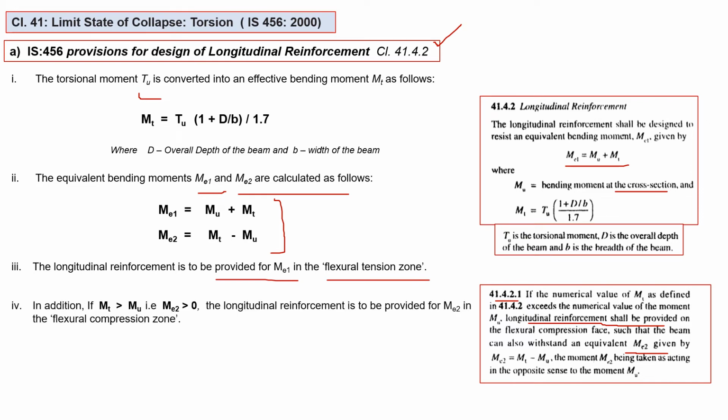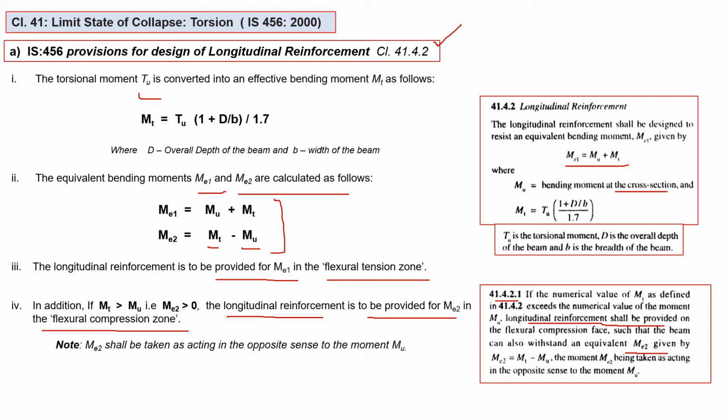Now the fourth point, in addition, if MT is greater than MU, that means moment due to torsion is dominating the bending moment. So definitely then ME2 will be greater than 0. So what the code is suggesting is, the longitudinal reinforcement needs to be provided for ME2. That means whatever the value of ME2, then we have to calculate AST2, we can say area of steel required. And this steel which we get from ME2 needs to be provided in the flexural compression zone.